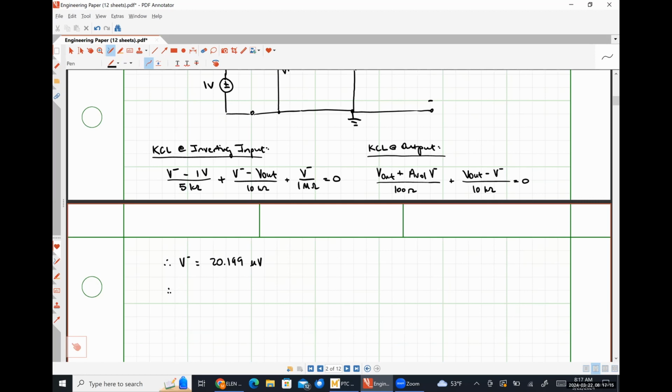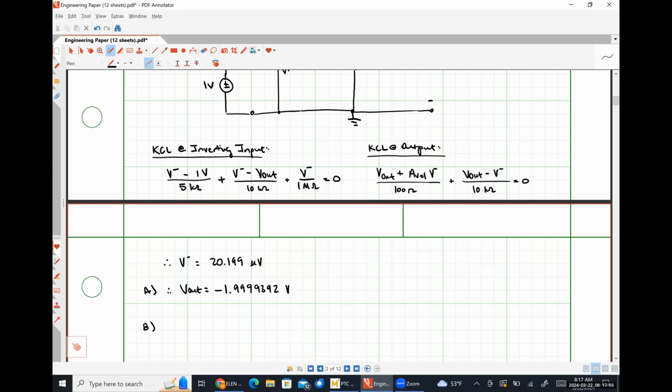Our output voltage is going to come out to be, and I'm keeping track of way more decimal points than I normally would here, negative 1.9999392 volts. Very close to negative 2, but I don't want to call it exactly negative 2. So we have effectively answered part A already.